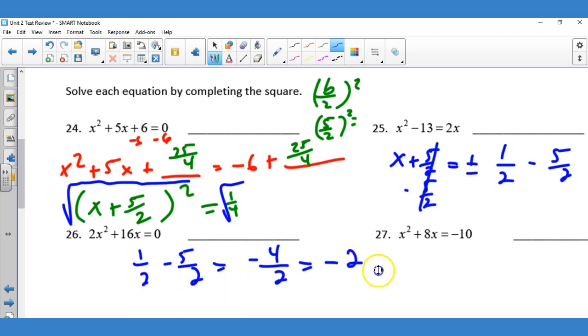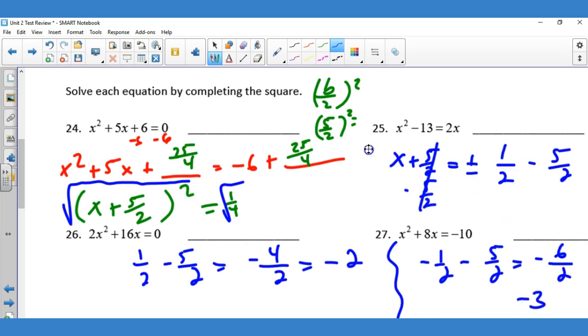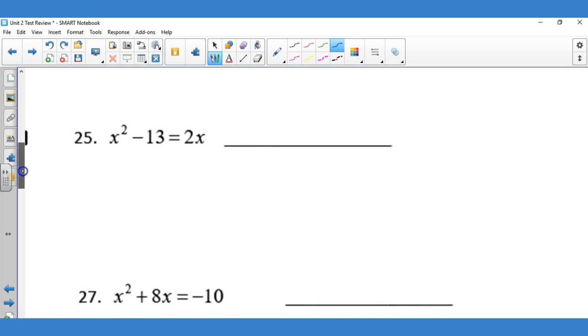And then you have -1/2. Remember, it's plus or minus. So you have -1/2 minus 5 halves, which is going to be -6 over 2, which is -3. So the answer to this first problem is x equals -2 and -3. All right, number 25.